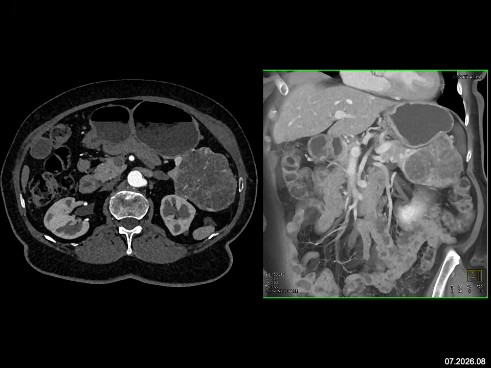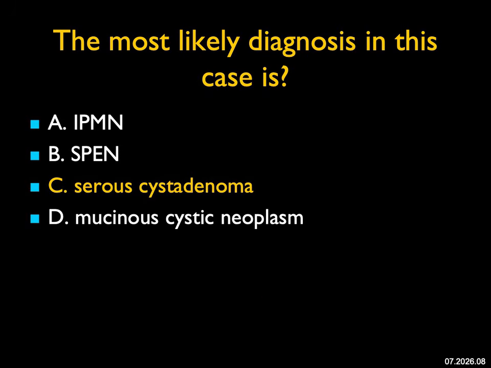When you start seeing septations, you got to be thinking about serous cystadenomas. They more commonly are in the head of the pancreas, but can occur in the tail. IPMNs are usually patients in their 60s. SPENs, women in their teens and 20s. Mucinous tumors, women in their 40s. And serous cystadenomas, the patients are in their 60s or 70s. Serous cystadenomas are benign lesions. This was a serous cystadenoma.